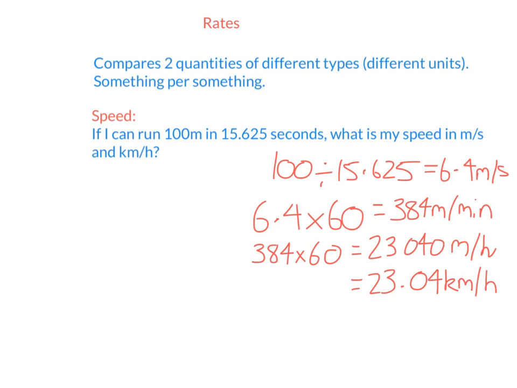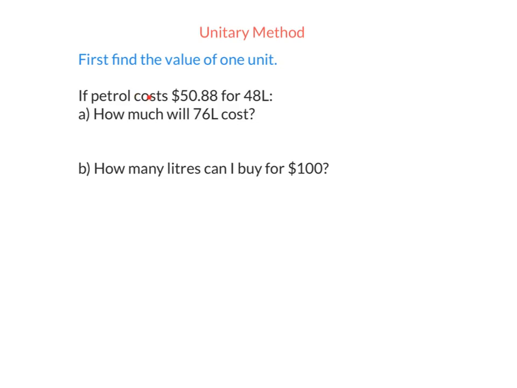All right, let's now look at the unitary method for rates. So let's look at this question here. Petrol costs $50.88 for 48 litres. How much will 76 litres cost? And how many litres can I buy for $100?